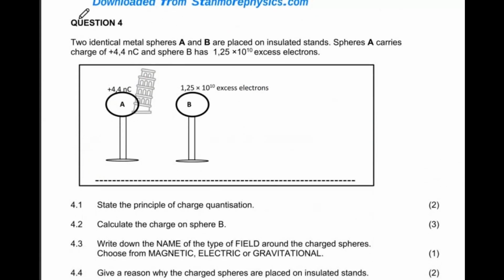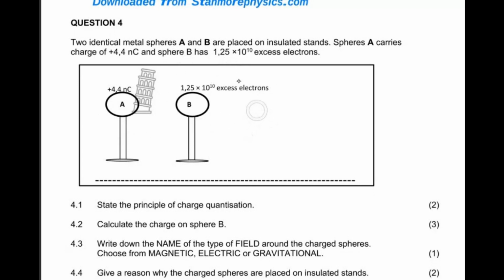Question 4. Two identical metal spheres A and B are placed on insulated stands. Sphere A carries a charge of plus 4.4 nanocoulombs, that N is for nano, and sphere B has 1.25 multiplied by 10 raised to the 10 excess electrons. So we have sphere A there with a positive charge of 4.4 nanocoulombs. We have sphere B with an excess of electrons. It means it's negatively charged because it has an excess.